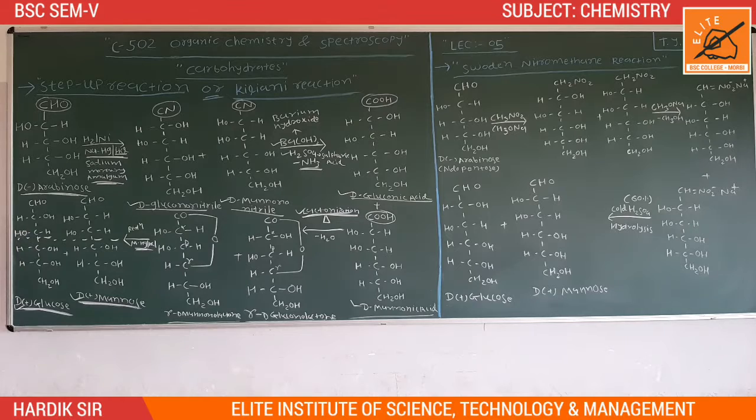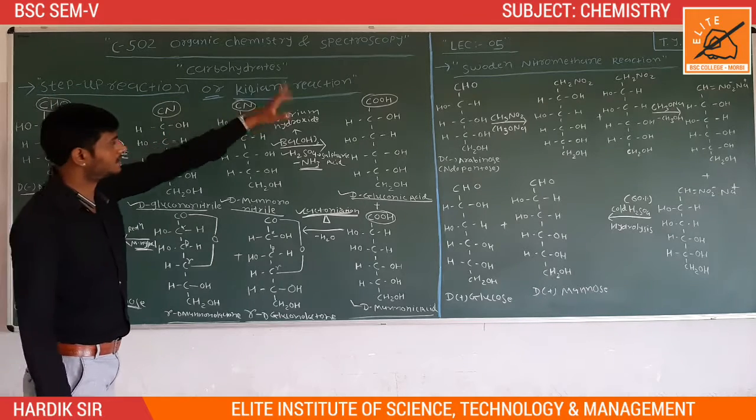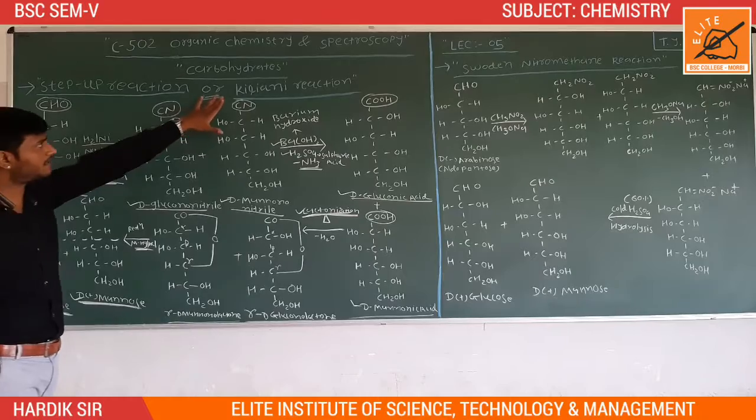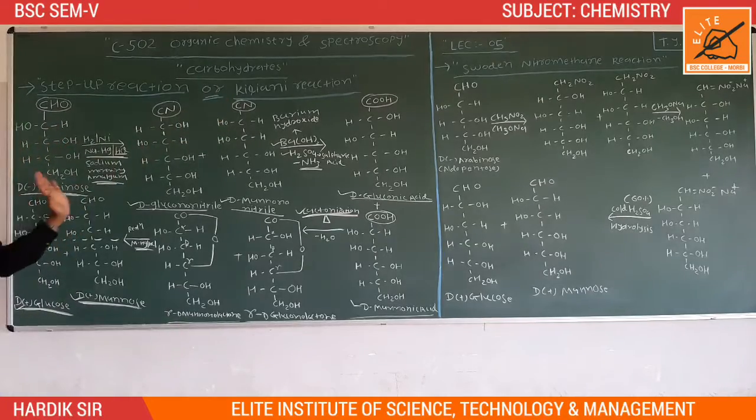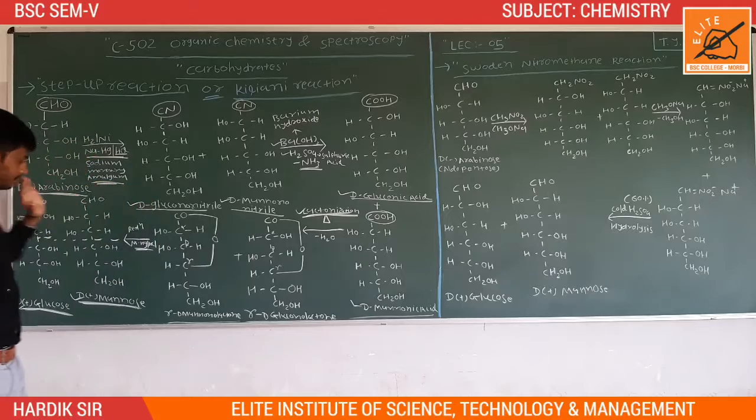Now we have learned about the products D-glucose and D-mannose. This is the 5-carbon reactant and this is the 6-carbon product. So it is called the step-up reaction. Why is this reaction step-up? Because the 5-carbon compound D-arabinose is converted into the 6-carbon products D-glucose and D-mannose. So this is called the step-up reaction and also the Killiani reaction. It was first discovered by Killiani, and so it is called the Killiani reaction.